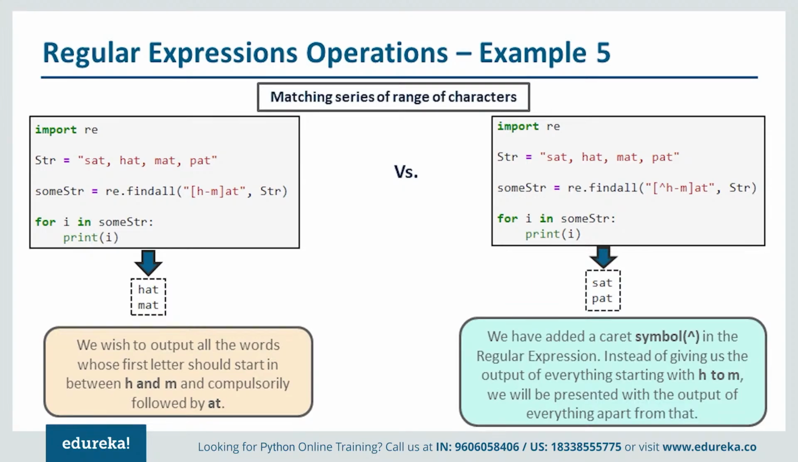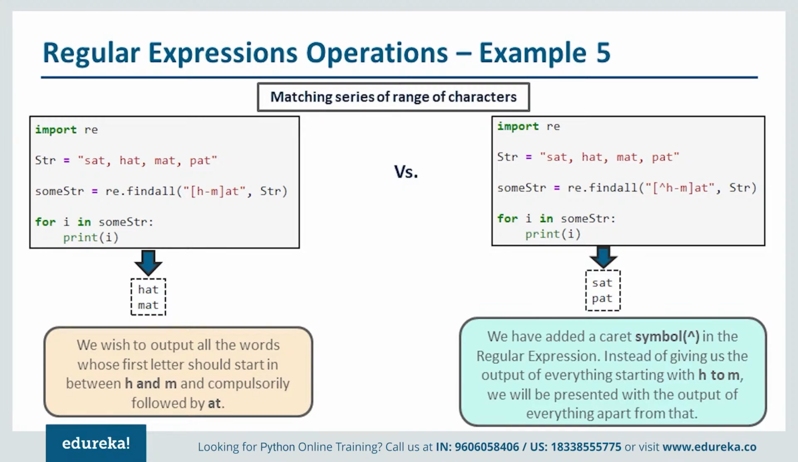So hat and mat are picked up there, but we can also use the caret symbol on the left-hand side, which will do the reverse of this. In this case, a character which is not present between H and M will be picked up and given back to you. So you can see that sat and pat will be displayed, and hat and mat will not be displayed here. So you can give the matching series also, if you feel that you cannot simply hard code what the different characters should be, because you cannot simply say A, B, C, D, all these characters till Z in the regular expression.